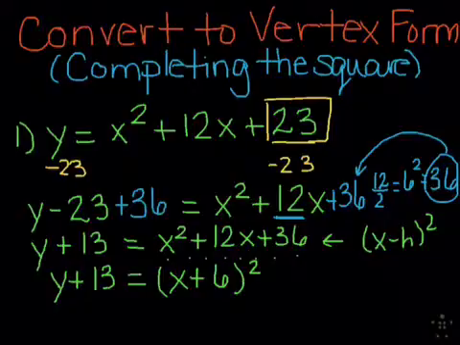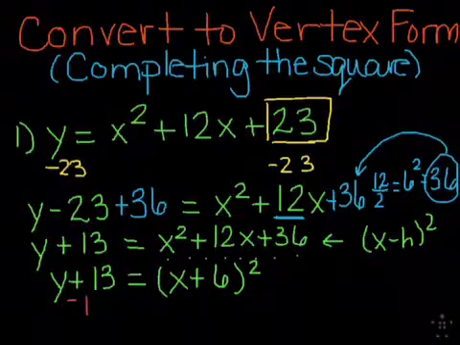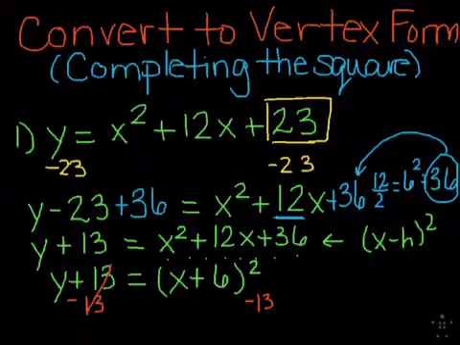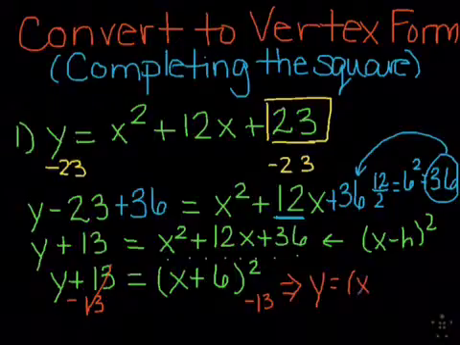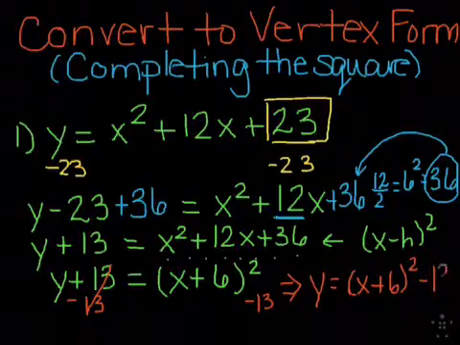And lastly, to get it finally into vertex form, I'm going to subtract the 13 back over to the other side. So I end up with my final answer: y equals x plus 6 squared minus 13.